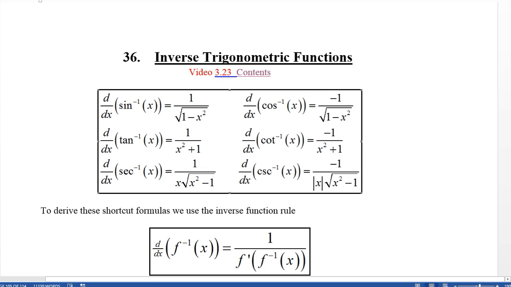Okay, and so there are your rules. The derivative of arc sine is 1 over square root of 1 minus x squared. The derivative of arc cosine is minus 1 over square root of 1 minus x squared. Derivative of arc tangent is 1 over x squared plus 1. Derivative of arc cotangent is minus 1 over x squared plus 1. Derivative of arc secant is 1 over absolute value of x times the square root of x squared minus 1. And the derivative of the arc cosecant is minus 1 over absolute value of x times the square root of x squared minus 1. And then things work out quite nicely there.